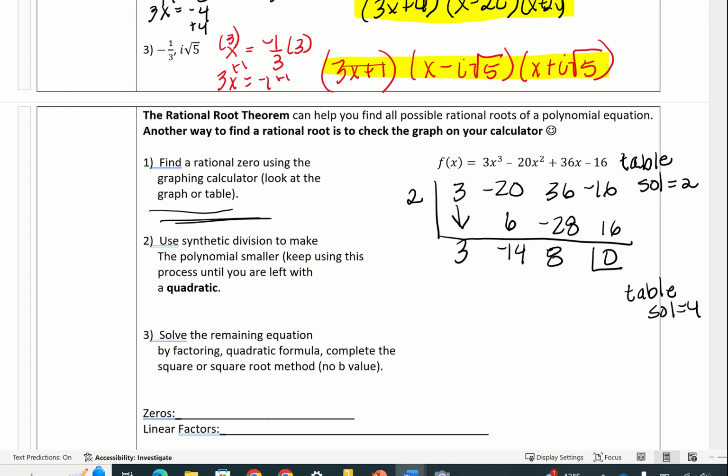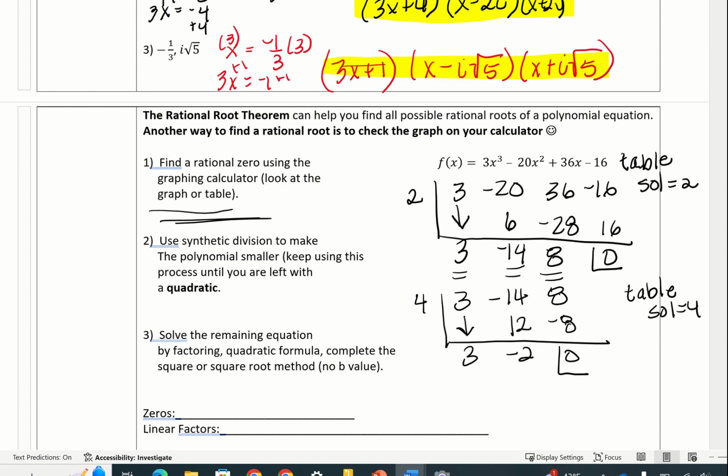So we went ahead and did synthetic division a second time. I didn't rewrite this out. I just dropped these coefficients down and did another synthetic division. So I did 3, negative 14, and 8. And my solution was 4, so I'm going to do synthetic division again, and I get 12, negative 2, and negative 8, so I do get 0. So these two are solutions, meaning they are zeros.